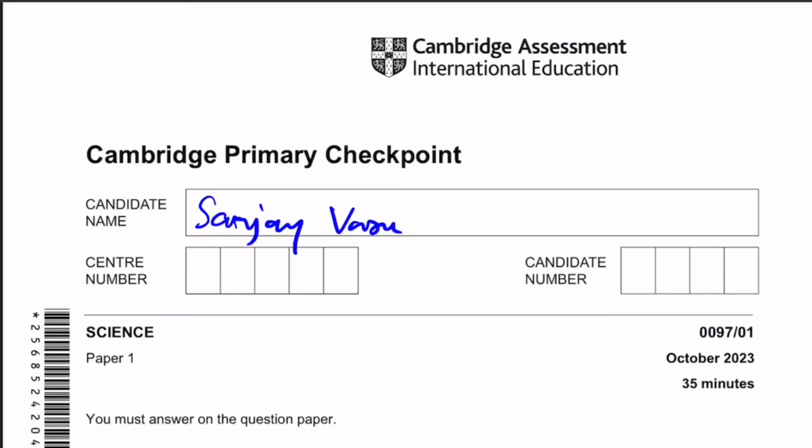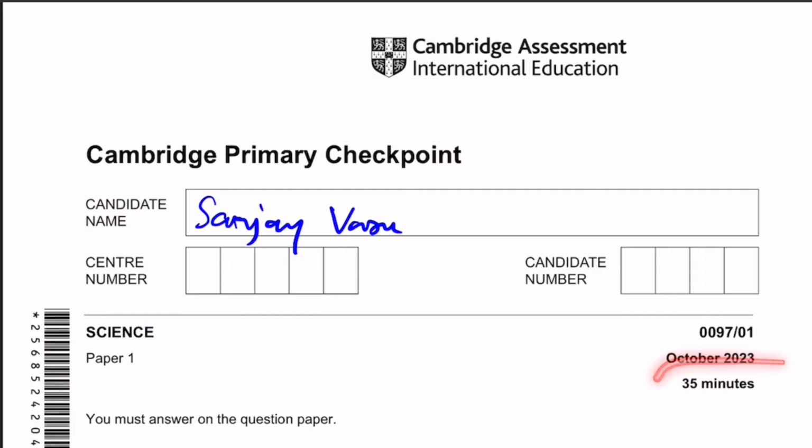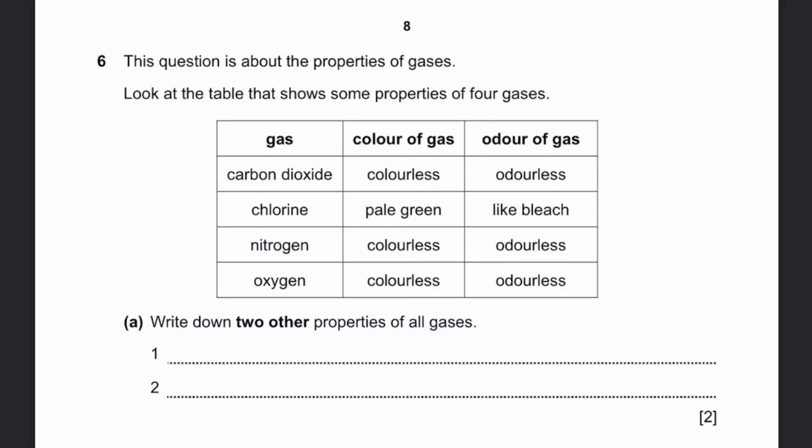This is part 2 of a two-part video series on the Cambridge Primary Checkpoint Science Paper 1, October 2023. In this part, I'll be going through questions 6 through 13. Let's start. Question 6. This question is about the properties of gases.